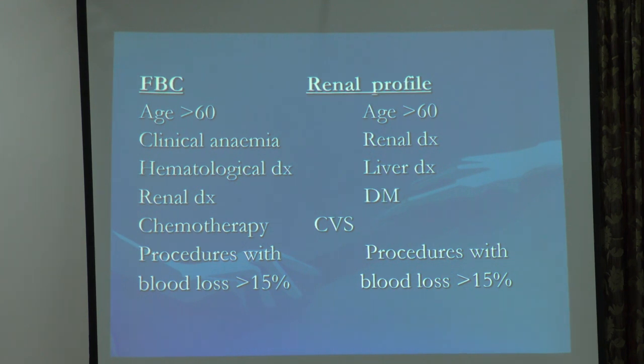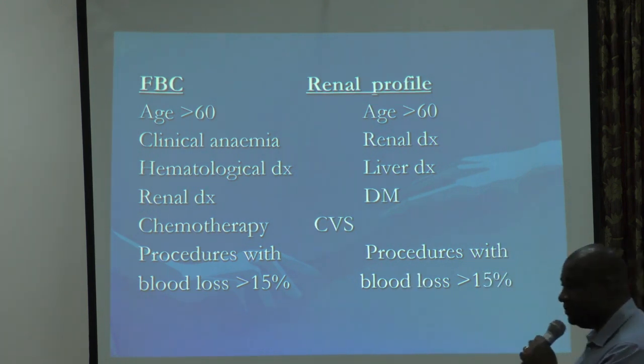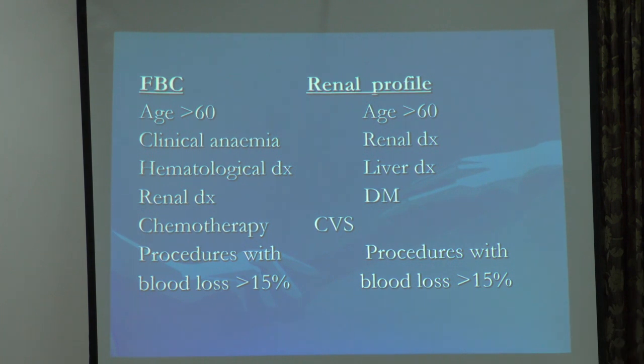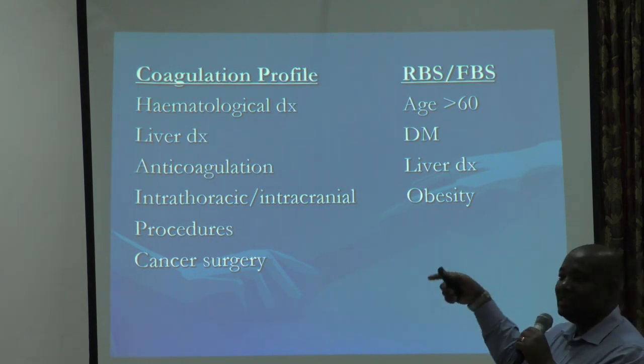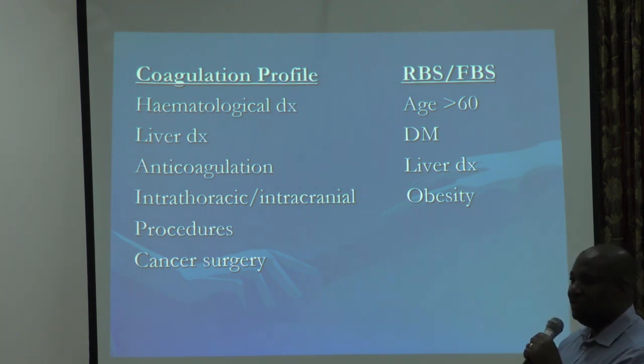Renal profile, again, for those that put 60 there, most of those will drop it to 50. Although our population is aging, we're also becoming more ill with respect to systemic conditions. Okay, all right. So coagulation profile should be indicated. If you're doing fasting blood sugar or random blood sugar, there should be an indication. So what I've done here is, as I give the conditions and the investigations, then some of the things that should precipitate you requesting for it.